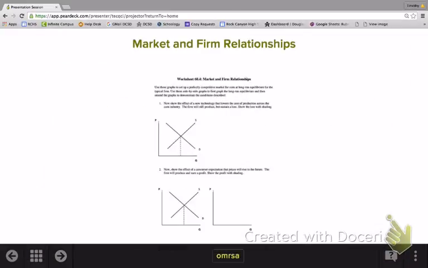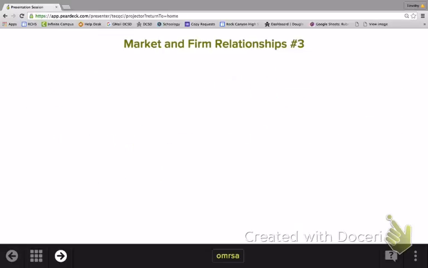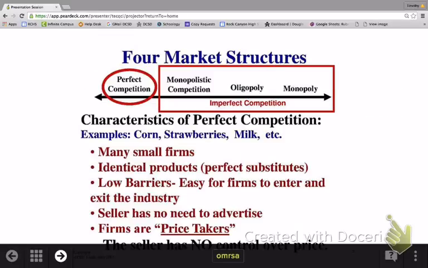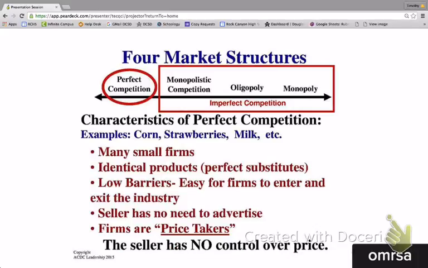We'll do this activity in class on market and firm relationships. And so this reminds you of the characteristics of perfect competition.